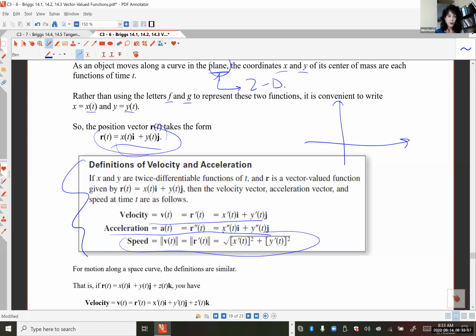So speed, which a lot of times students confuse and they think that speed and velocity are the same thing, they are not. Velocity is a vector that has magnitude and direction, and speed is simply the magnitude of your velocity. So speed is a scalar, not a vector. And typically it's a scalar function because it's going to be a function of time t.